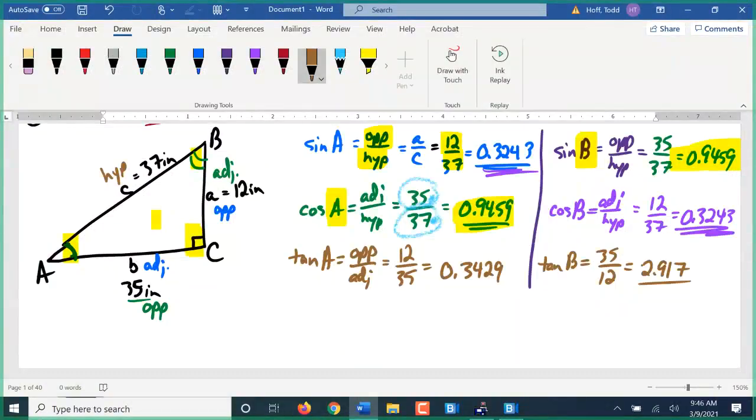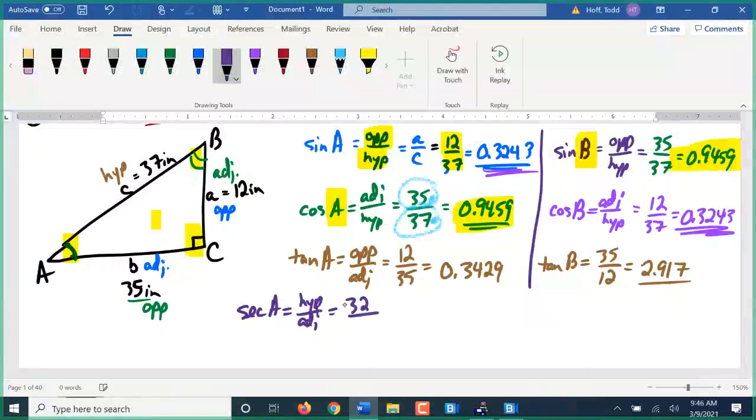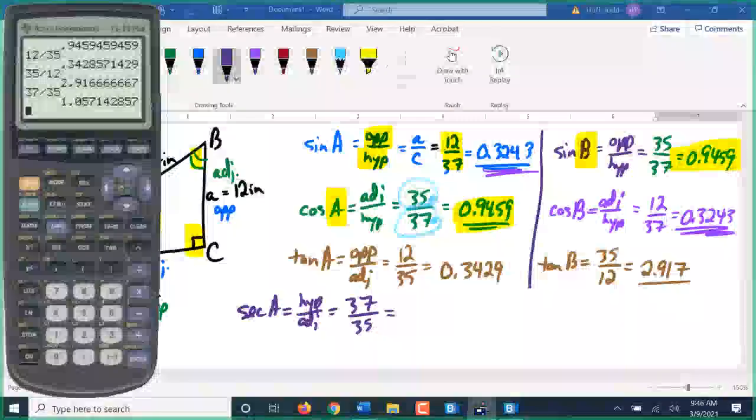Now, our off functions, like secant. Secant of A, remember, secant is just hypotenuse over adjacent. It's the reciprocal of the cosine. So it's going to be 37 over the adjacent side for angle A, which is the 35. That would be the adjacent. So 37 over 35 gives us 1.057.